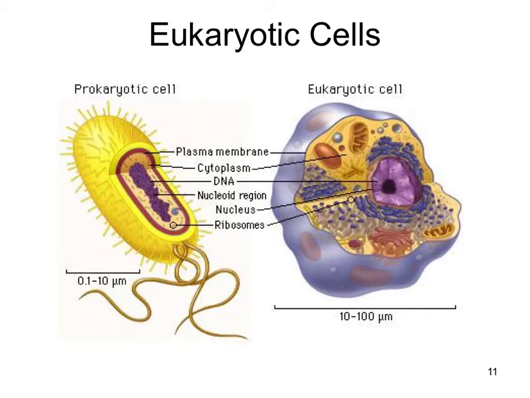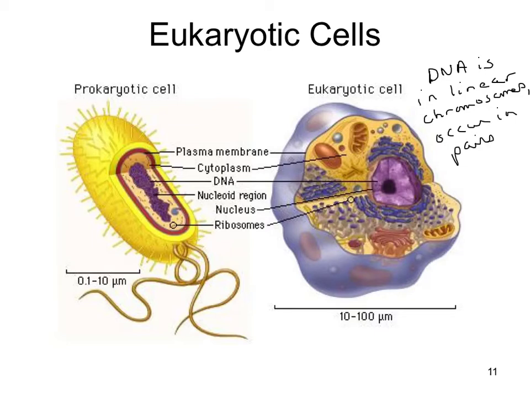So let's think about what's similar here. We still have a plasma membrane, and it is bounding the cell, and it is indicated in blue on this figure. We still have that watery fluid referred to as cytoplasm filling up the inside of the cell. We still have DNA, except in the case of the eukaryotic cell, the DNA is in linear chromosomes, not a circle, but a line, and they occur in pairs, something called being diploid.